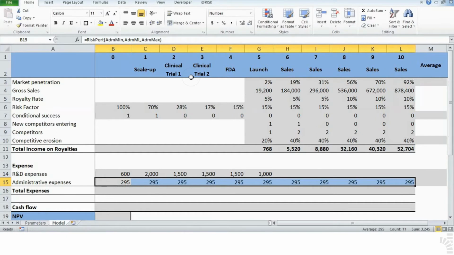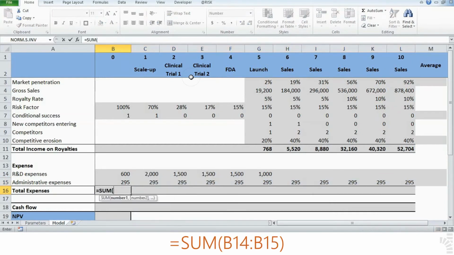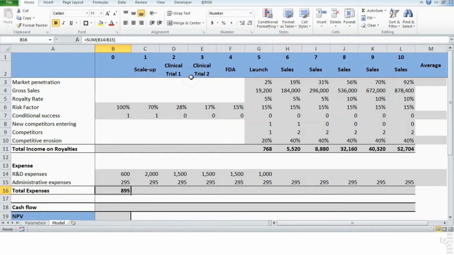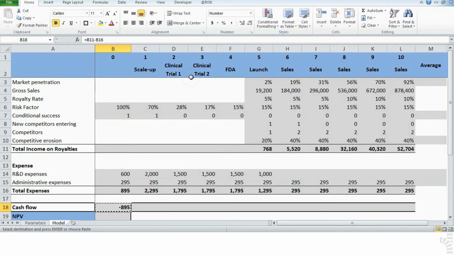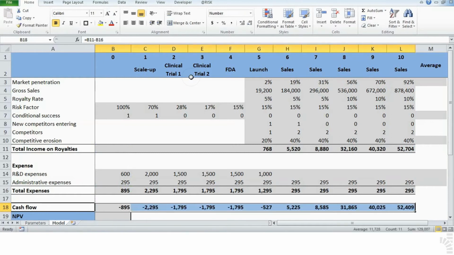61. On cell B16, totalize expenses with the formula equals SUM(B14:B15). 62. Copy and paste this cell to the remaining range B16:L16 to complete total expenses. 63. On cell B18, write the following formula to calculate net cash flow: equals B11 minus B16. 64. Copy and paste this cell to the remaining range B18:L18 to complete cash flow.